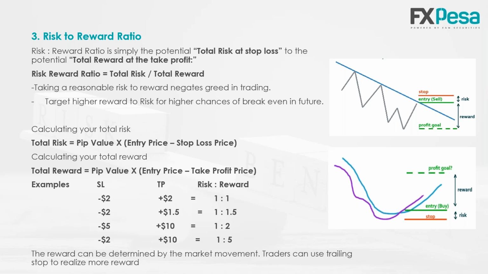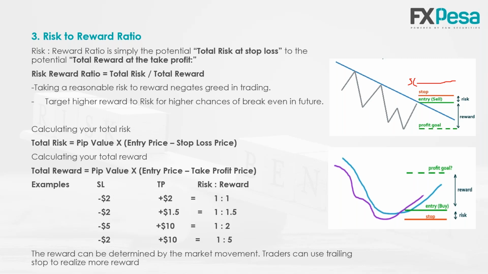Now, you need to target a high reward to risk, okay, for higher chances to break even in the future. The thing is, for example, if you're entering a trade and you're taking a very big stop level, you put your stop loss there, but then you're taking a very small take profit. At the end of it all, one day it will go and take up the stop loss. It will take a bigger amount than you've been getting 3 or 4 times in your trading.